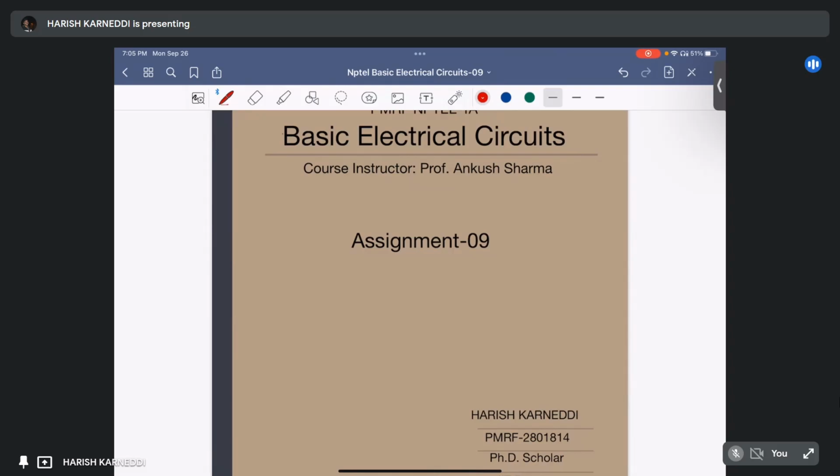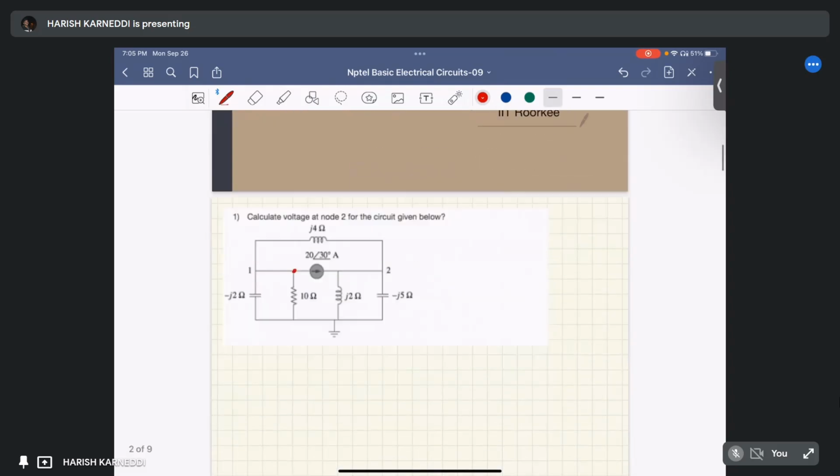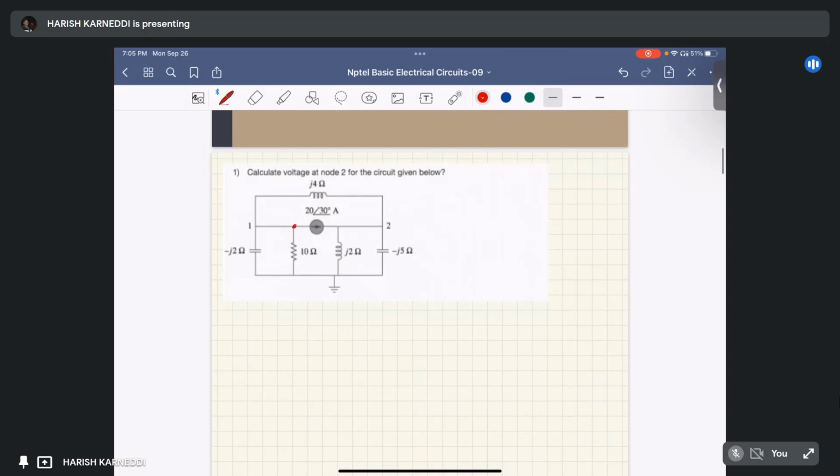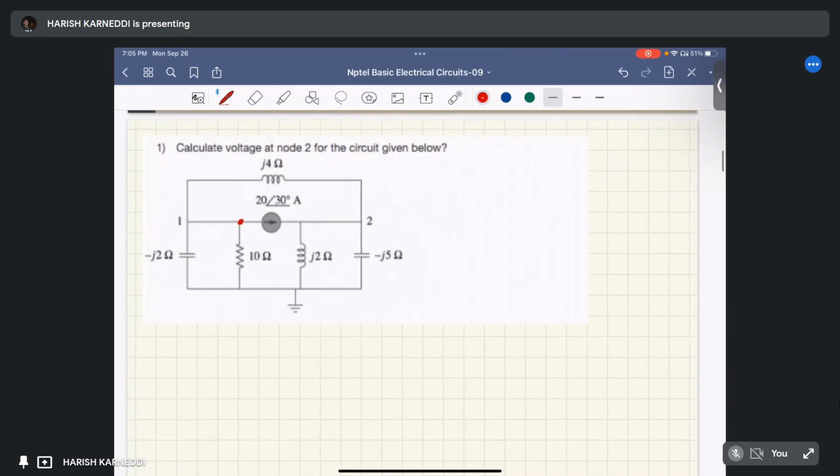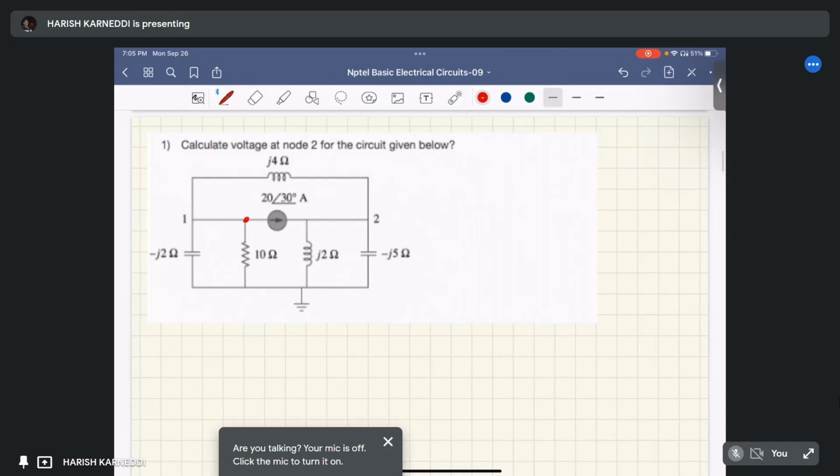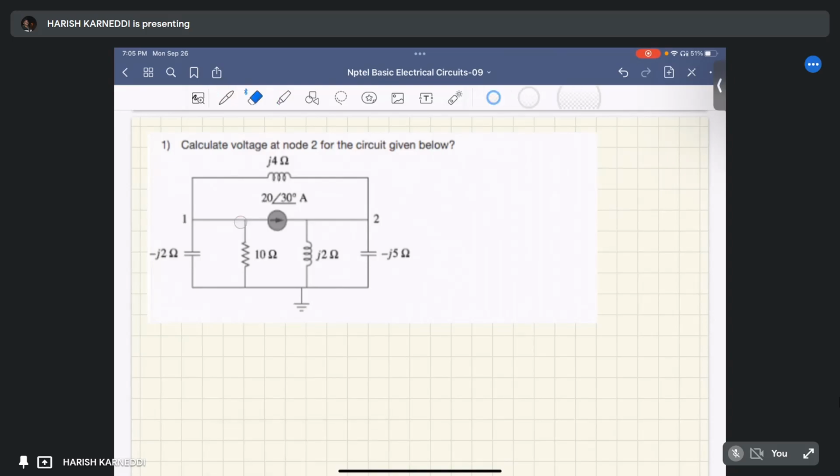Today we are going to discuss assignment 9 problems. This basically discusses AC networks. The first question is to calculate the voltage at node 2 for the circuit given below. We have to calculate the voltage at this particular node.